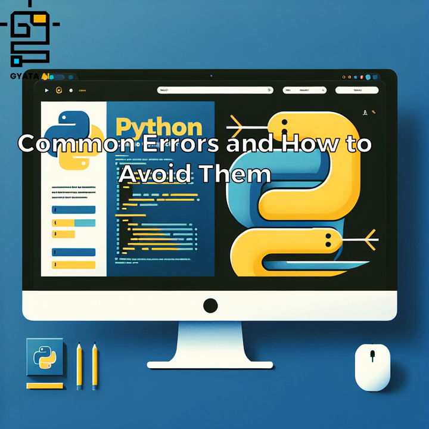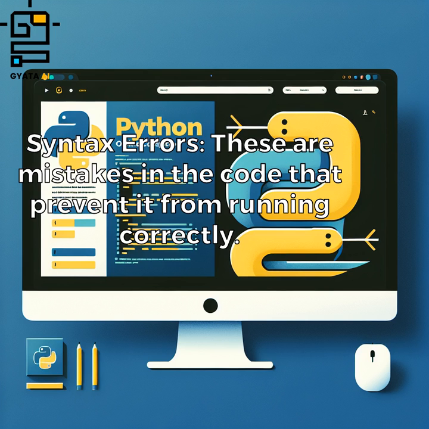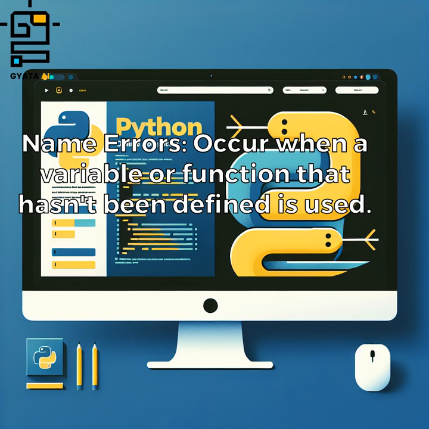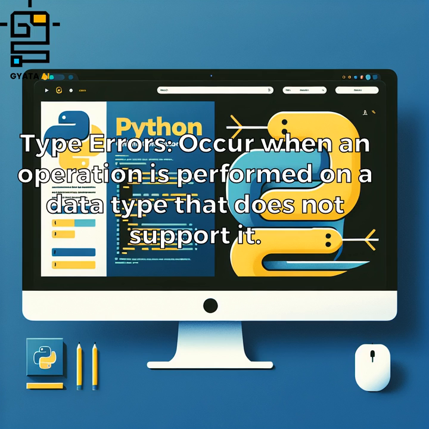Common errors and how to avoid them. Syntax errors. These are mistakes in the code that prevent it from running correctly. Name errors occur when a variable or function that hasn't been defined is used. Type errors occur when an operation is performed on a data type that does not support it.